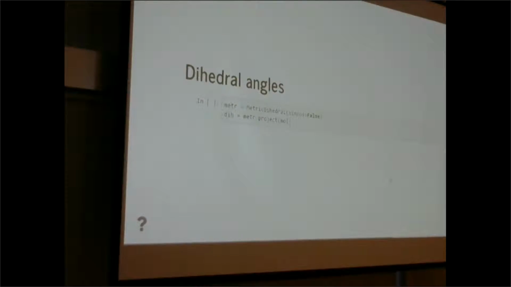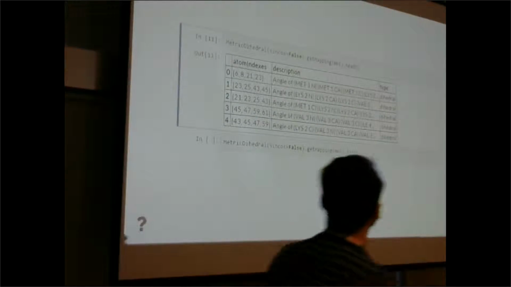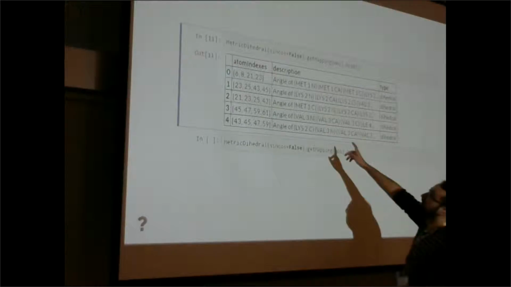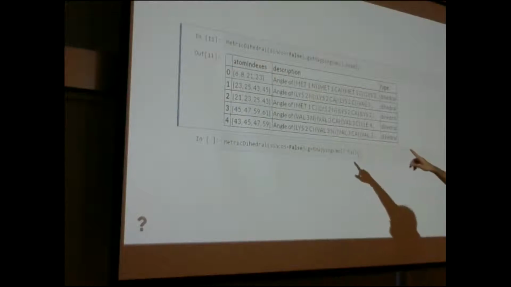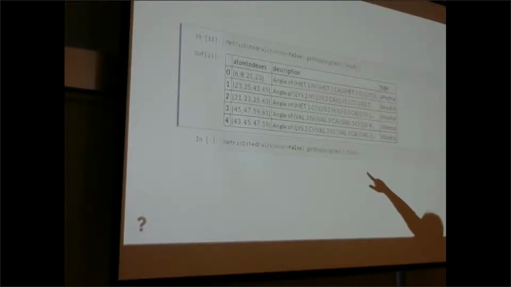So set up the projection and then do it on a molecule. Okay, project.mol, project mol. And then we can see again what we were seeing before, but now for dihedrals. So the first element, you basically have the indexes of the 4 atoms that are involved there, the description of which atoms they are, and the type of interaction. Here in this case it is dihedral.